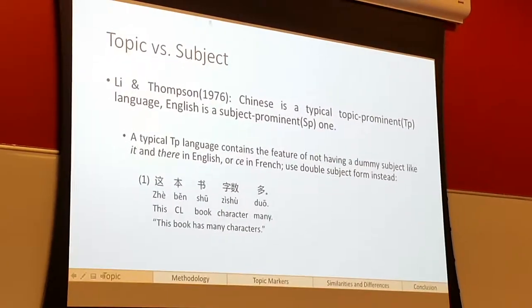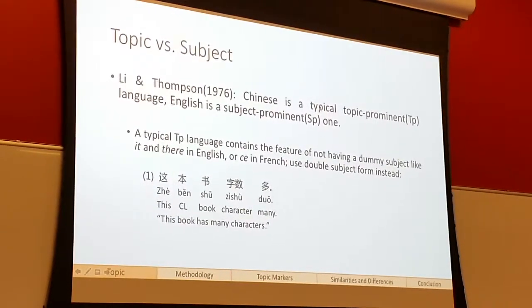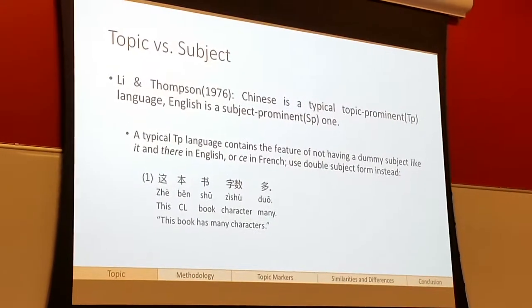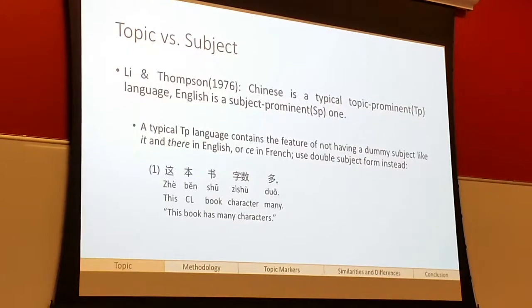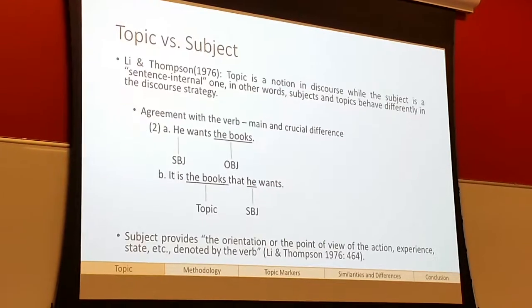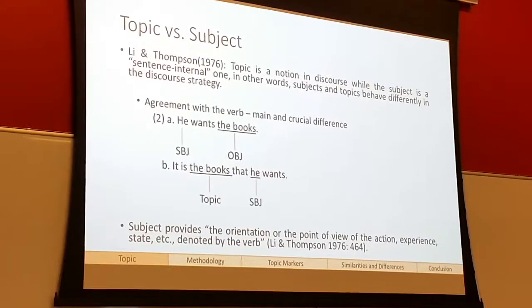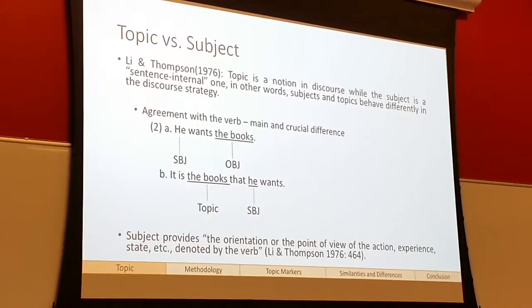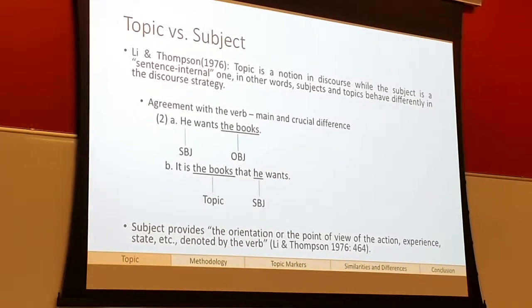So in a topic-prominent language, it's usual to put the topic, which is often regarded as the object in the sentence, in the initial place. So if we reverse the topic and the subject, the meaning will be changed. If we reverse, it's going to be 字数这本书多, and it means, comparing these 2 books, this book has more characters than the other. And in Li and Thompson 1976, they mentioned that topic is a notion in the discourse, while the subject is a sentence-initial one. In other words, subject and topic behave differently in discourse strategy. So they're comparing them at the pragmatic level.